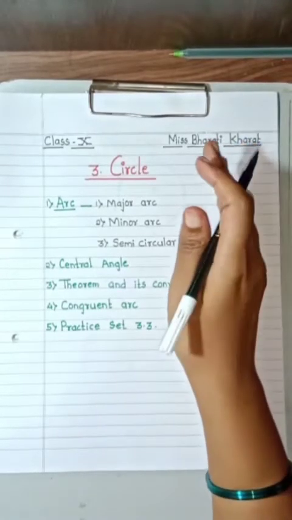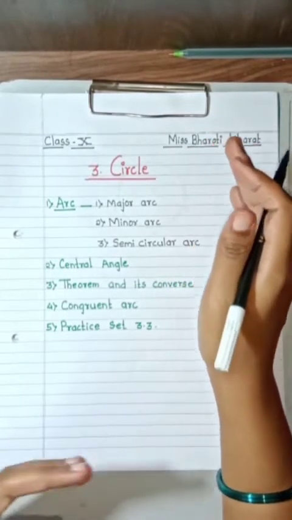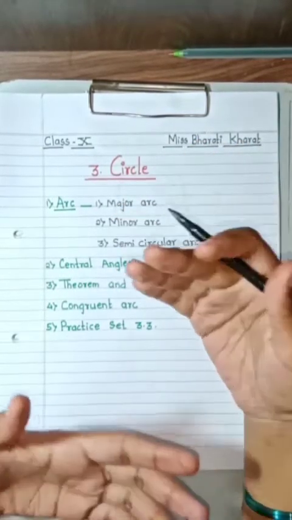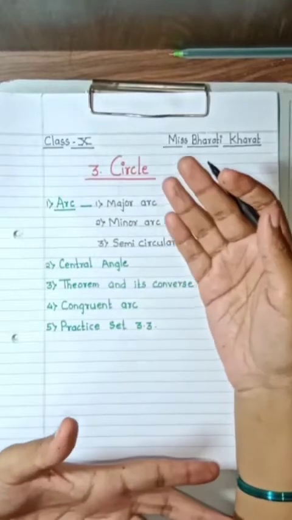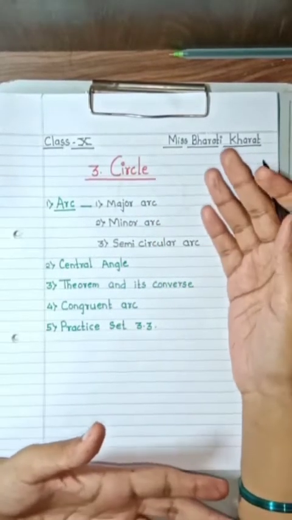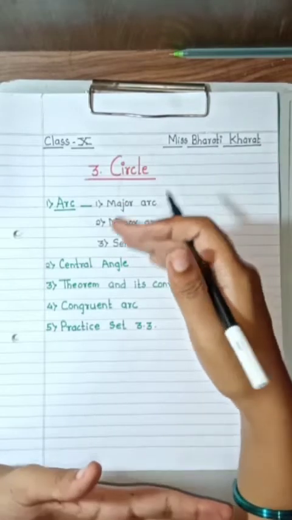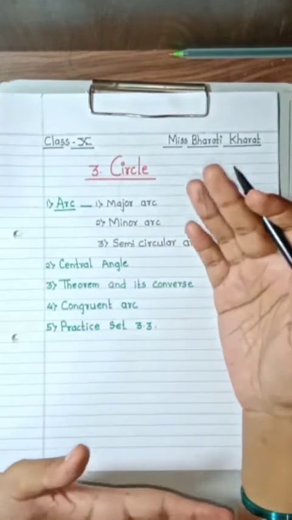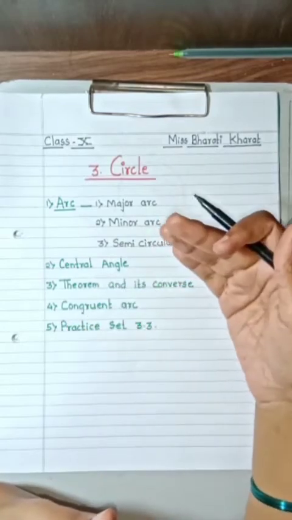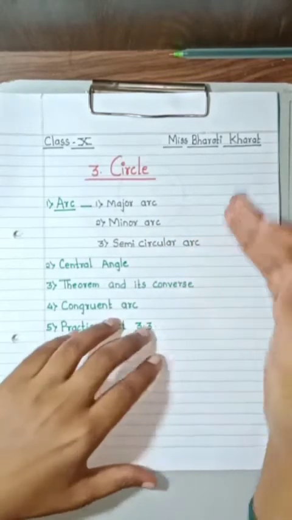Today we shall study some basics of practice set 3.3, that is arc. In that you are going to study major arc, minor arc and semicircular arc, as well as central angle, a few theorems and their converse, congruent arc, and then practice set 3.3. So let us start with the arc.